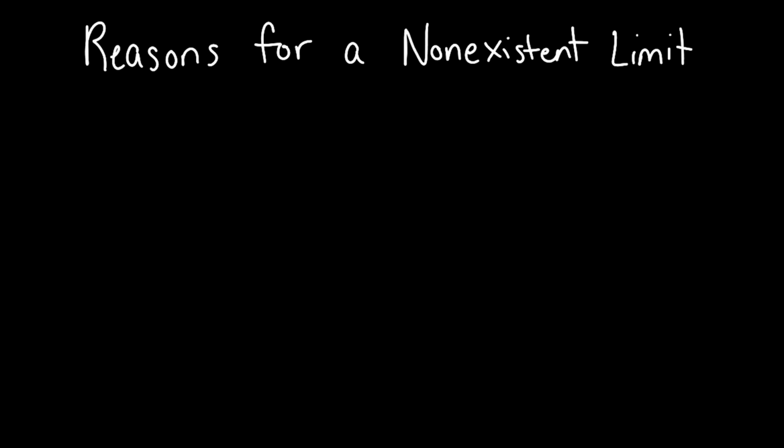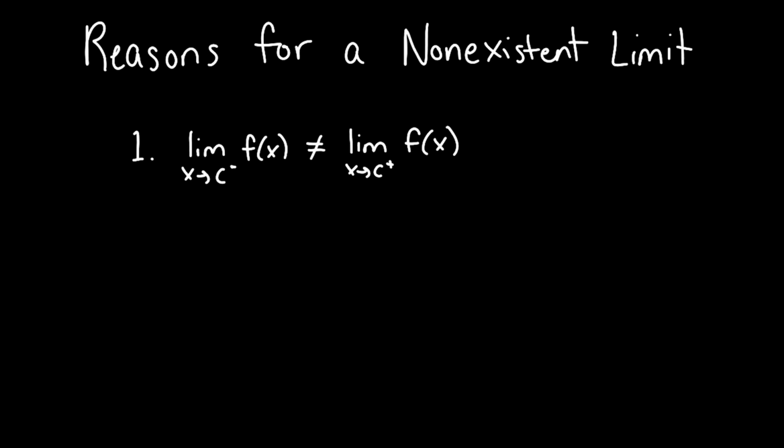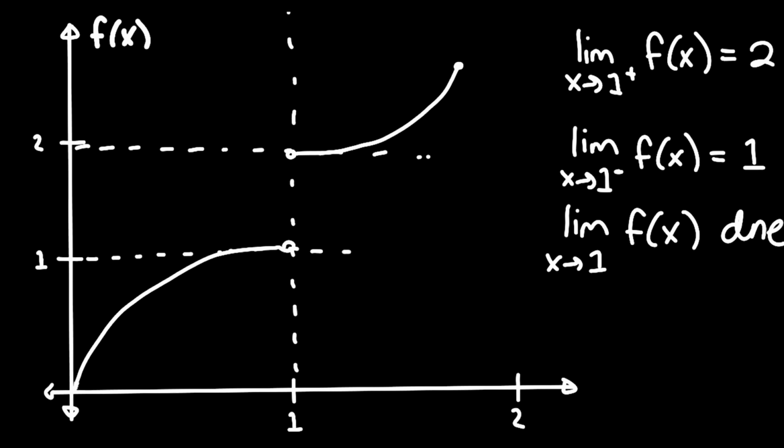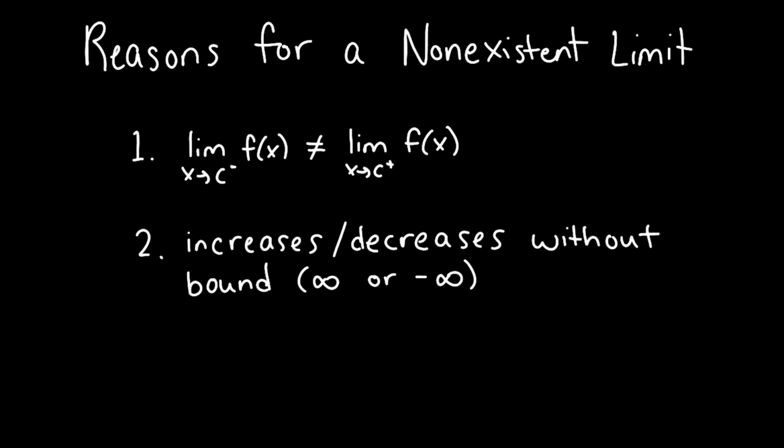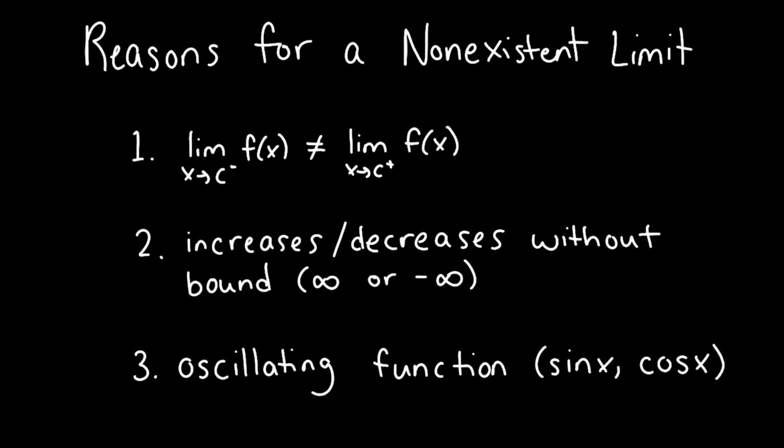So as a quick summary, there are 3 reasons for a limit to not exist. The first is if the left-hand limit does not equal the right-hand limit, as we could see through this example where the limit from the left equals 1 and the limit from the right equals 2. The second way is if a function increases or decreases without bound, approaching either infinity or negative infinity. And finally, if the function oscillates, such as sine of x or cosine of x. So this was a quick introduction to limits and the concept of infinity.